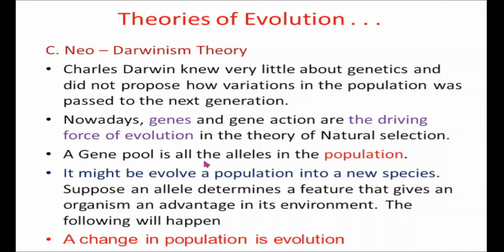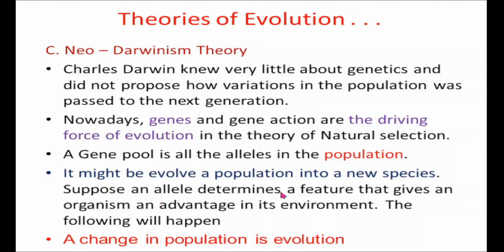A gene pool is all the alleles in the population. When we say gene pool, it is the collection of genes in a population. When we consider evolution, we have to consider the population. We shouldn't consider an individual, because with an individual there is no evolution. Never. It is a population that might evolve into a new species.